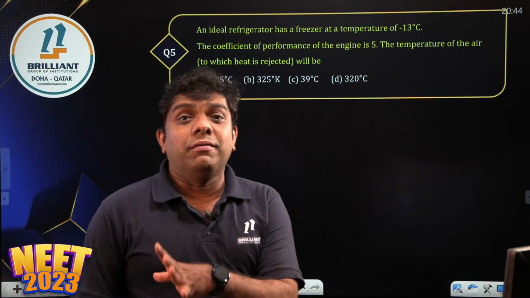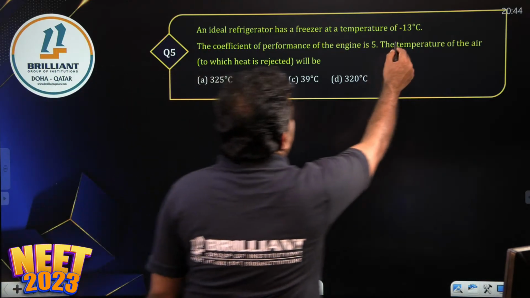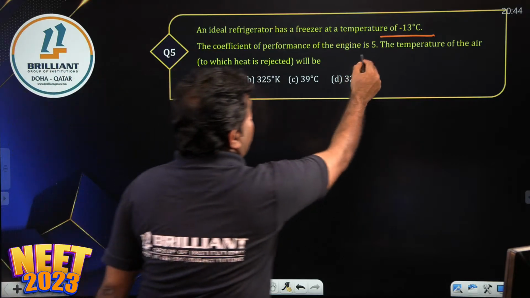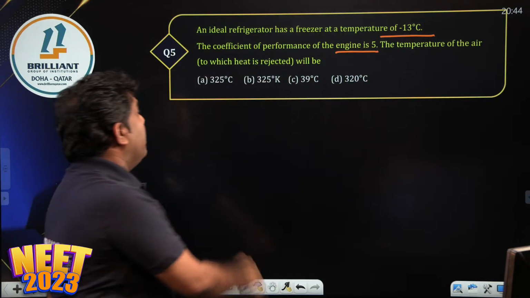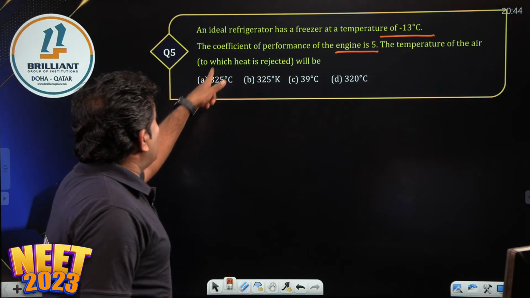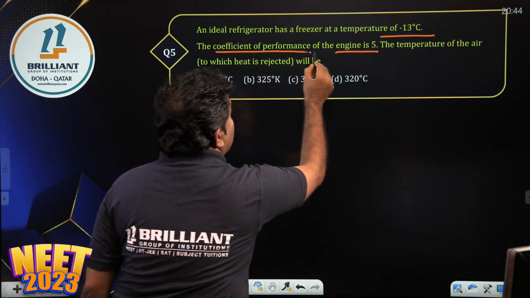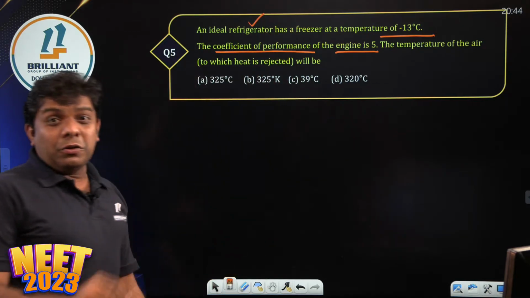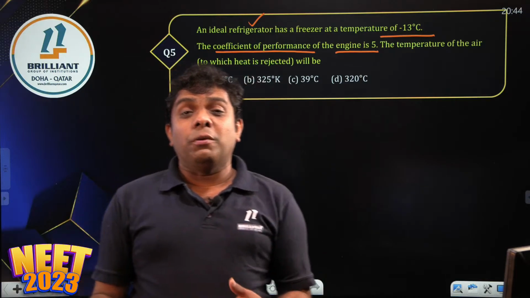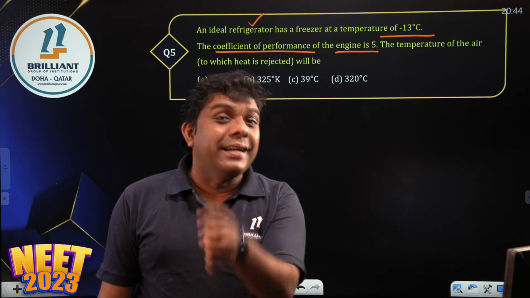Now we are trying question 5. An ideal refrigerator has a freezer at a temperature of minus 13 degrees Celsius. The coefficient of performance of the engine is 5. What is the temperature of the air? That's the question. Air means the place to which the heat is rejected. You know the coefficient of performance of a refrigerator. Even though refrigerator is a deleted topic, the coefficient of performance of a refrigerator is an important topic for NEET. We studied it in the classroom.